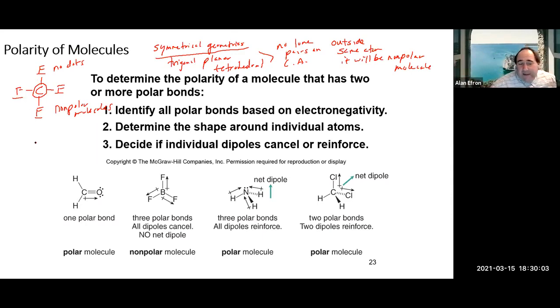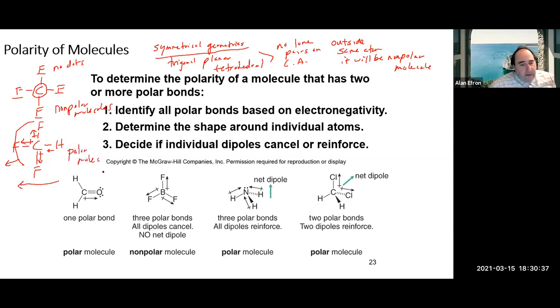Now, if we have this same guy, but we swap out one of the fluorines for a hydrogen, what's going to happen now is the carbon is going to go towards the fluorine there. That guy's going to go towards the fluorine. He's going to go towards the fluorine. But between carbon and hydrogen, it's non-polar. So there's going to be kind of no movement. So these three guys are kind of pulling this way. This guy at best is actually going with them a little bit. So you could kind of imagine this whole thing is going to move. And we will then go from a non-polar molecule to a polar molecule.